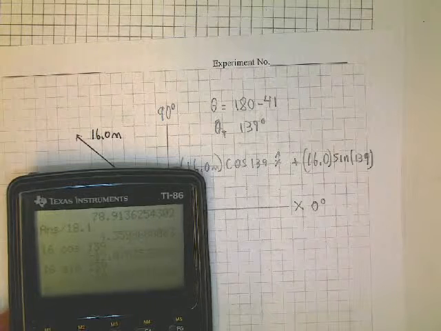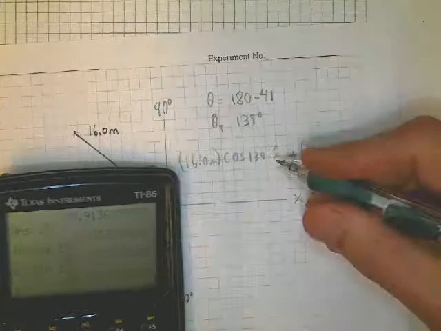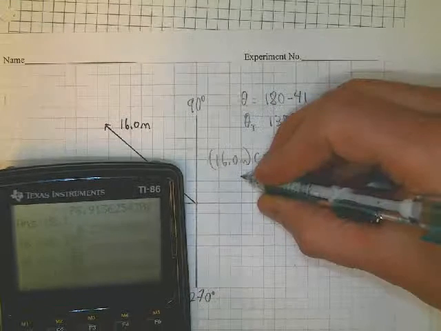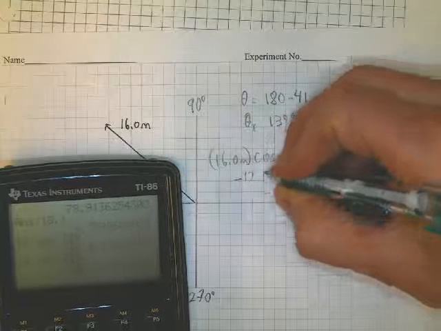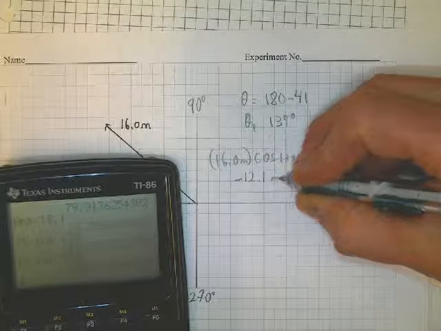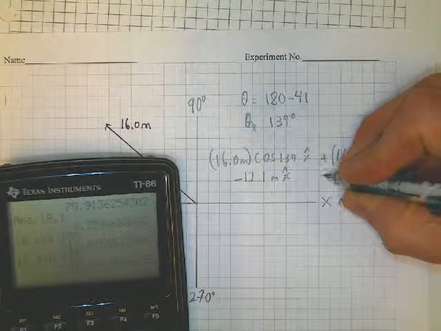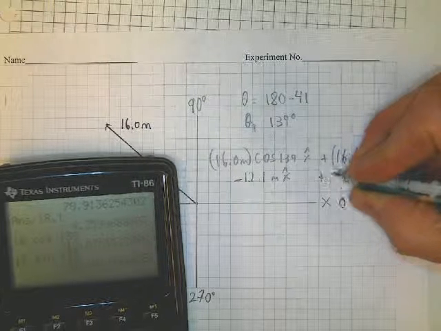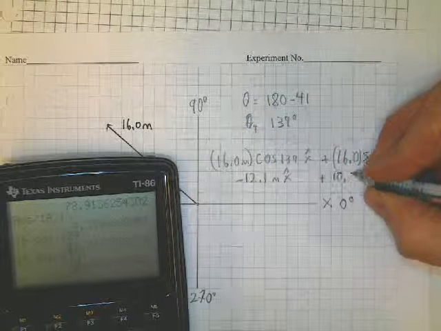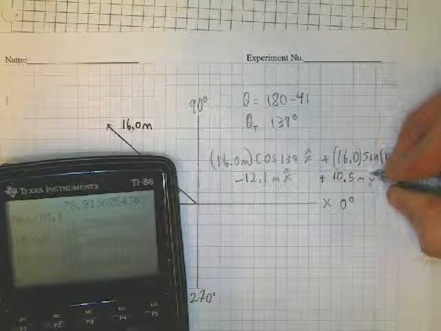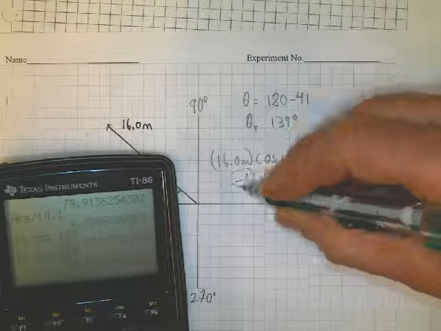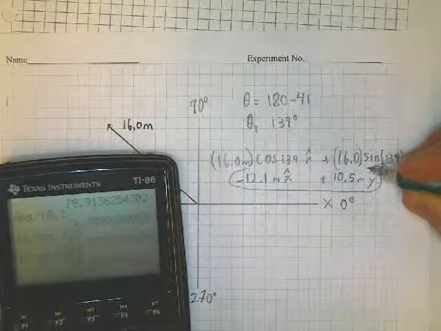And here they are. This is telling me that in the x direction we have negative 12.1 meters and positive 10.5 meters in the y direction. And that's with sig figs. So here's our answer. And this makes sense.